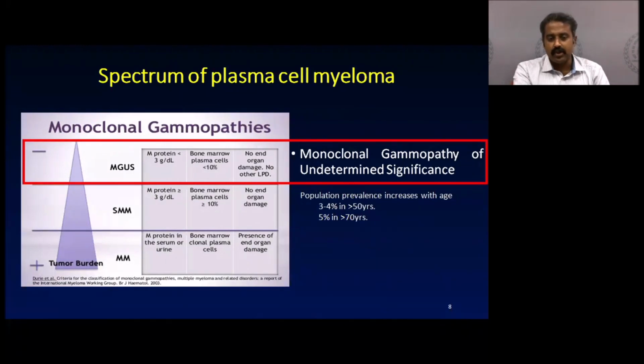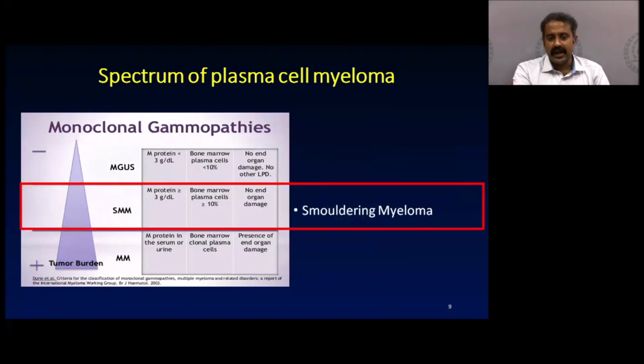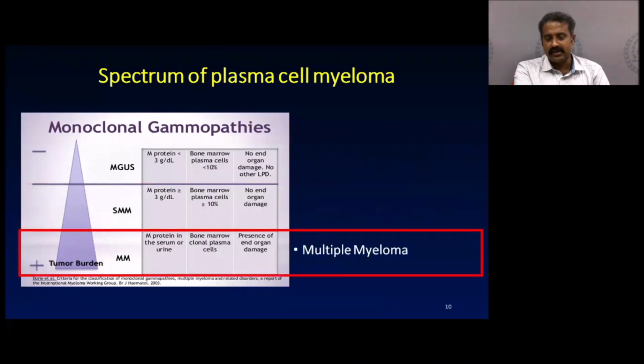As the M protein slowly increases to more than 3, and the bone marrow is still showing plasma cells less than 10%, and it still does not cause any end organ damage, that phase is called smoldering multiple myeloma. And once this M protein and the bone marrow plasma cell causes symptomatic myeloma or causes end organ damage, that is the phase called multiple myeloma.